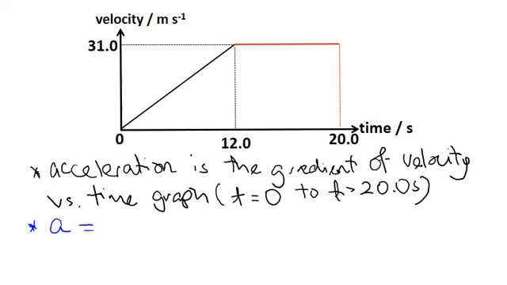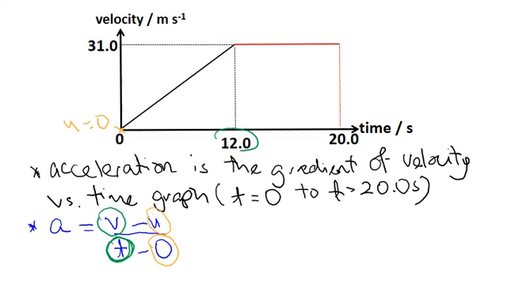Recall that acceleration is the gradient of the graph. In this case, I can use the formula v minus u divided by t minus 0. Take note of this: v will be the velocity at time t, while u will be the velocity at t equals 0. Looking at the graph, at t equals 0, the value of u will be 0. For t, I will use 12.0 seconds, and at that time the value of v is 31.0 meters per second.